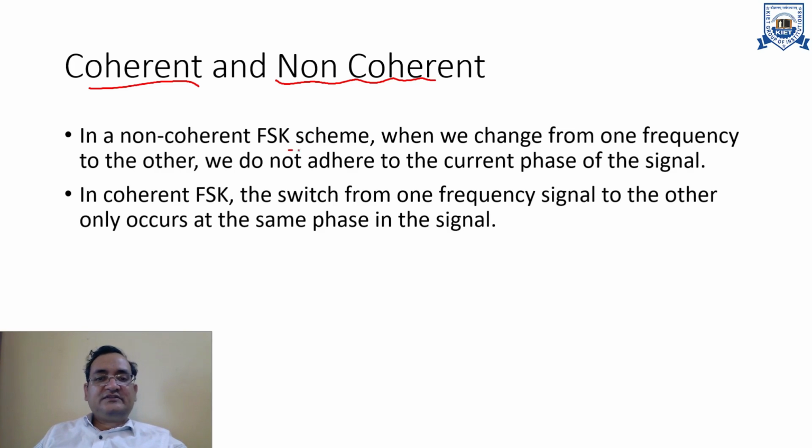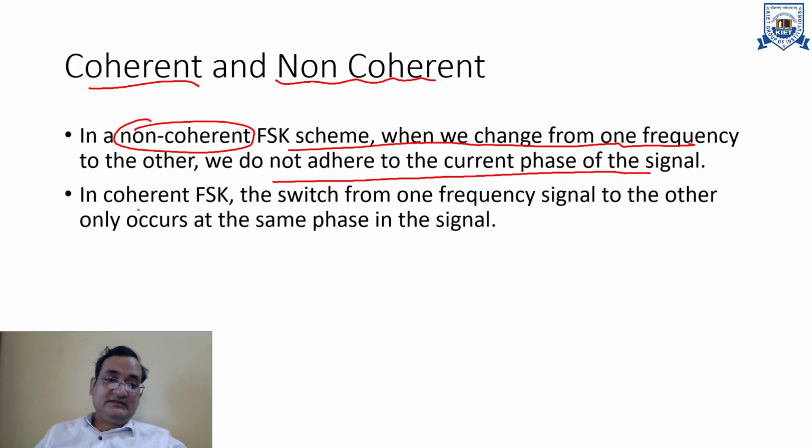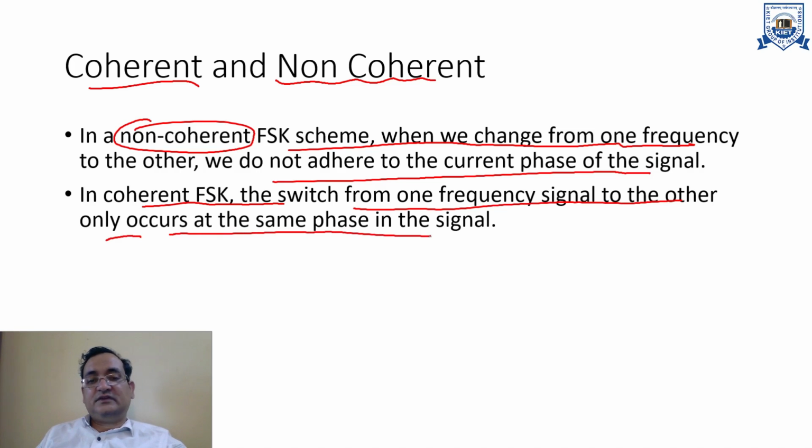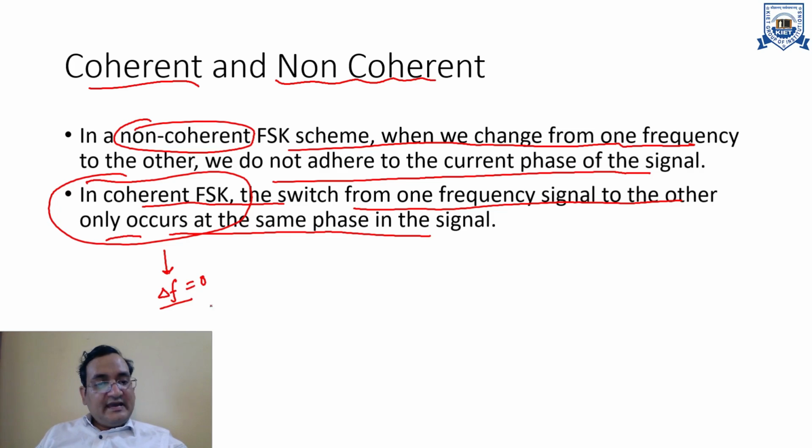In a non-coherent FSK scheme, when we change from one frequency to another, we do not adhere to the current phase of the signal, right? So if phase is not an issue, then you can consider non-coherent. Otherwise, you will use coherent FSK, where the switch from one frequency signal to another only occurs at the same phase in the signal. So there are some limitations for coherent FSK. One is that your frequency deviation should be 0, as well as the phase deviation should not be equal to pi by 2, because when you consider the phase as pi by 2, you will obtain a problem that is considered the quadrature null effect.